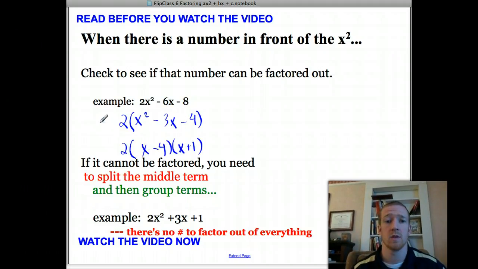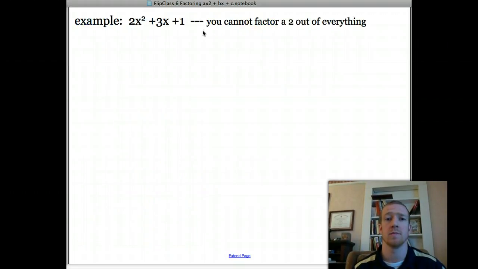Alright, if there's nothing that comes out of all of them, you have a coefficient greater than 1, so you have this number in front of your x squared, then we're going to have to do a little bit different method. What we do is we split the middle term, split this 3x into 2 pieces, and then we're going to group the terms. So you'll see what I mean on this slide. So here's that same equation. What we're going to do is we're going to go back to making that table, and they need to multiply and add to something, right?